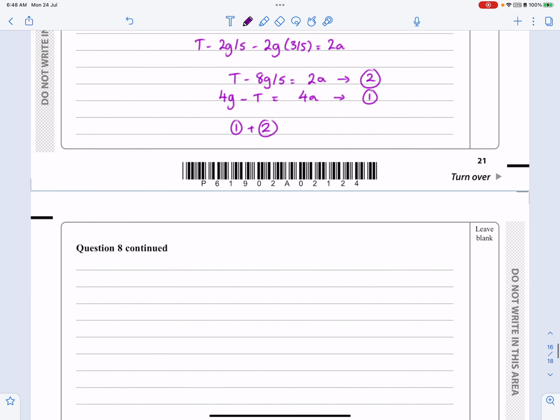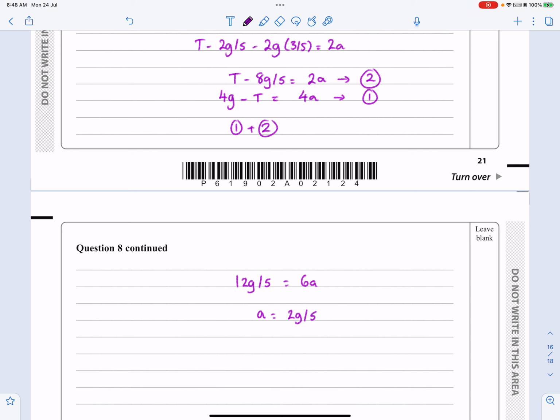What am I going to get there? I'm going to get 12g over 5 is going to be equal to 6a. Yeah, 4g, take away 8g over 5. Yeah, it's 20g over 5, take away 8g. 12g over 5 is equal to 6a. Okay, so acceleration is equal to 2g over 5.